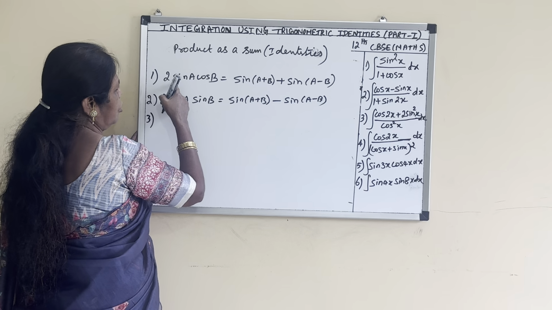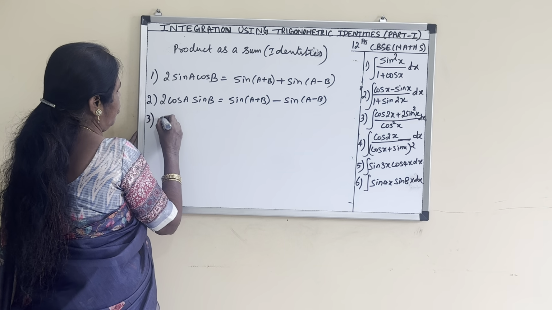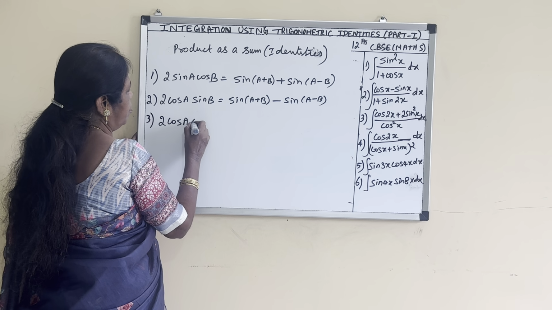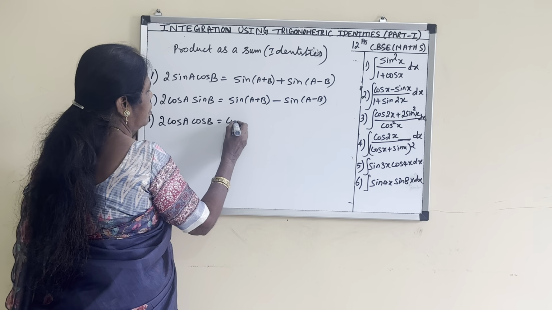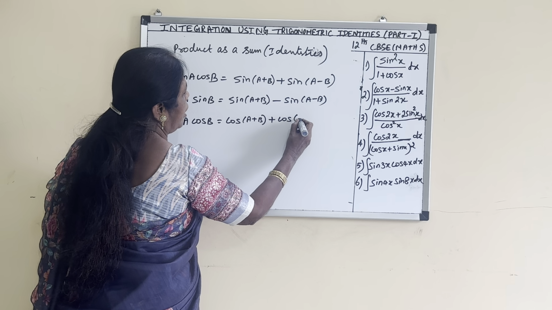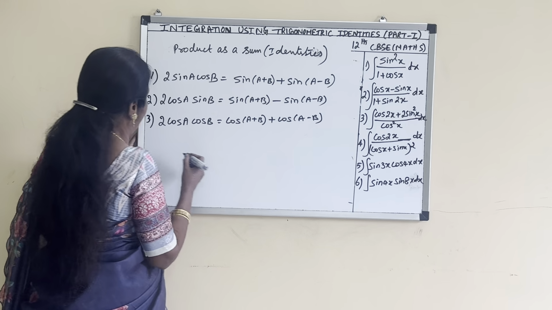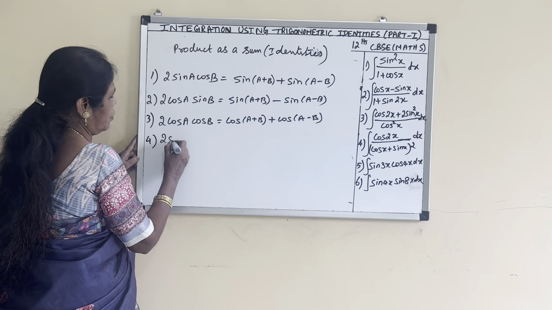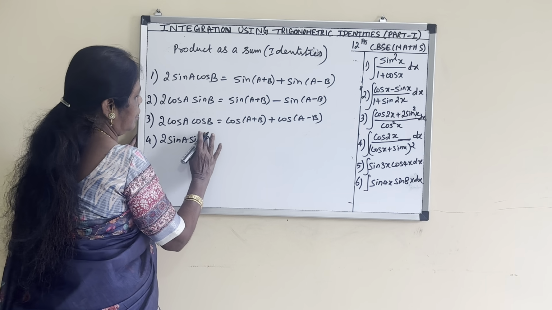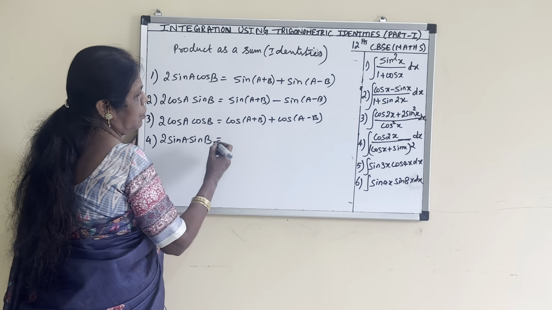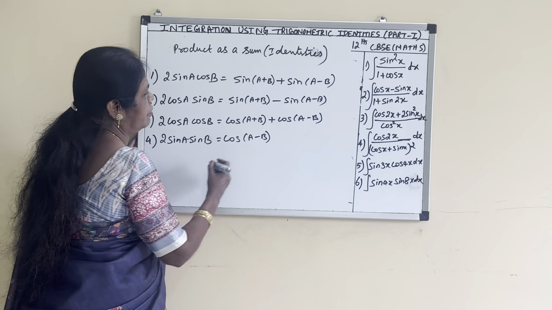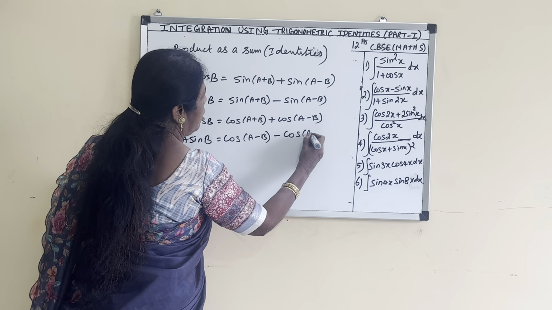Another formula, it is in terms of sin cos, cos sin. Next I am going to write it in terms of cos cos, sin sin. 2 cos A cos B is cos of A plus B plus cos of A minus B. The last formula will be a little bit different. 2 sin A sin B, in terms of sin sin. So that is cos of A minus B, here A minus B will come first, minus cos of A plus B.